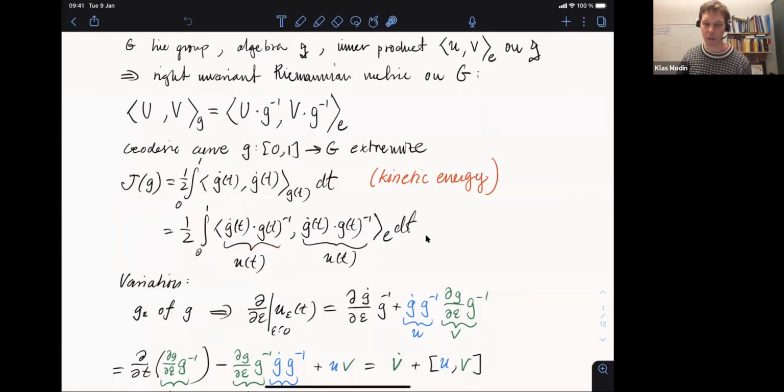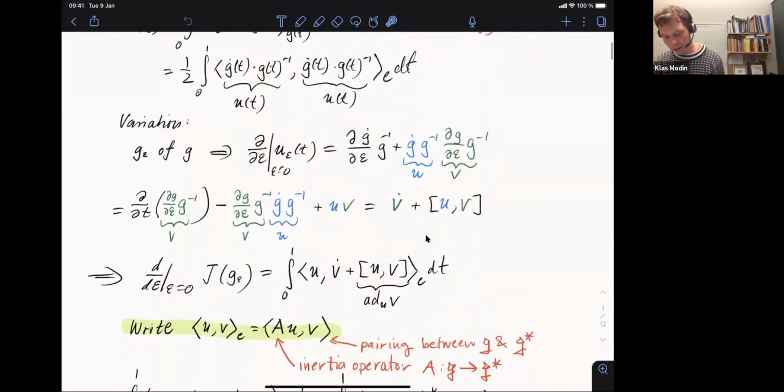You take variations of G. So if I take a variation of my curve G, you see there's a sort of complicated relation to U. So what does the corresponding variation in U look like? That's the first calculation we have to make.